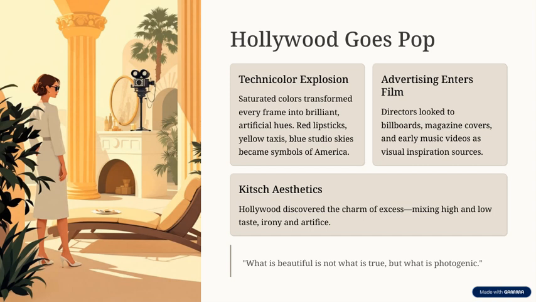All of these points tie into a broader theme of the era. Hollywood was moving toward a more stylized, visually provocative form of storytelling that emphasized spectacle and artificiality. This was a revolutionary change that reflected both technological advances and shifting cultural tastes.